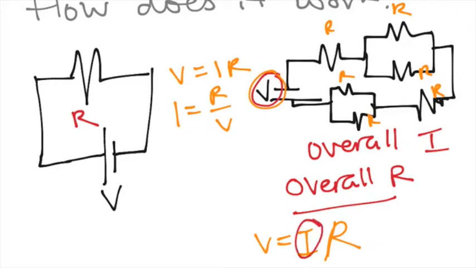So those are just a couple of different examples. This law can be used on the scale of only one resistor, as in this case, or you can use it over an entire circuit, as in this case.